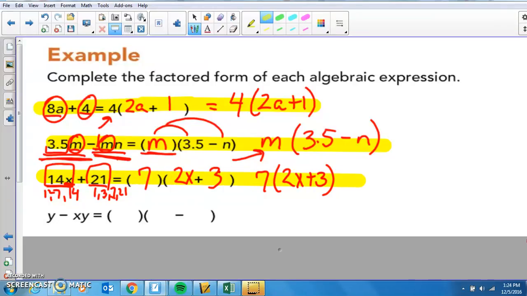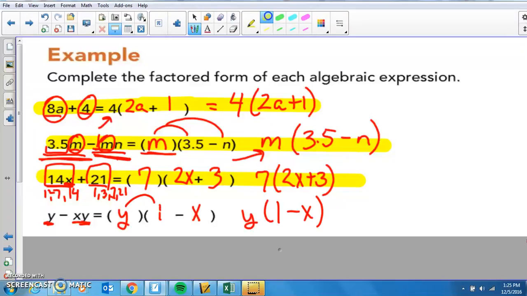And then let's do this last one. There's no coefficient, so I don't need to worry about that, but they do have the y in common. So I'm going to take that y out, put it right here on the outside. So if I take out a y out of this y right here, if I factor it out, what times y equals y? That's 1. If I factor out a y from the xy, what's left? I'm going to leave just that x. So my answer will be y times 1 minus x.